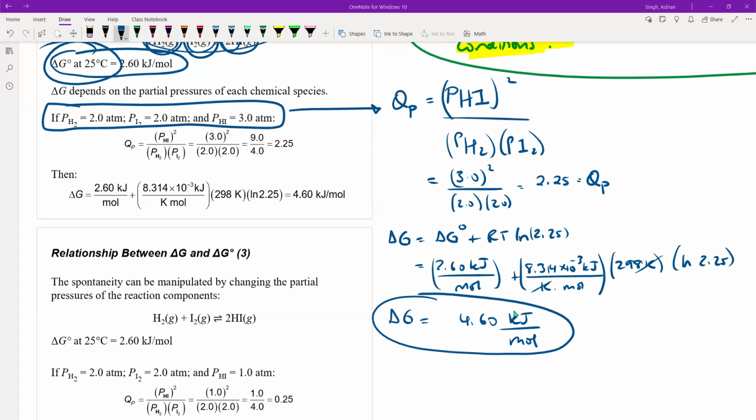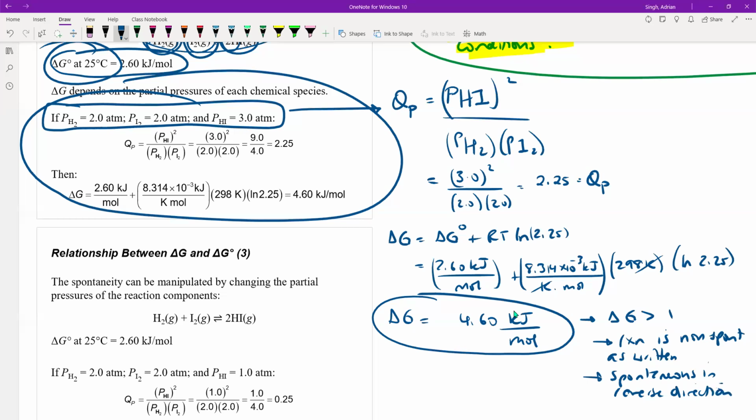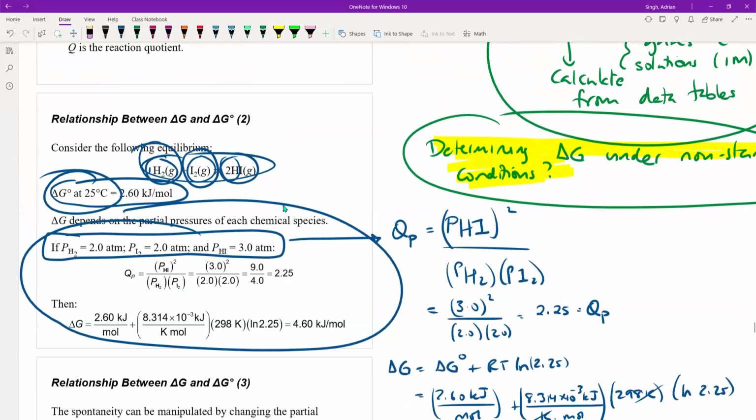So what does this mean? Well, delta G here that we just calculated under these conditions is positive, so delta G here is greater than 0. And what this means is that the reaction is non-spontaneous as written, which means it is spontaneous in the reverse direction. So what that means is, under these conditions, if we start off with these particular partial pressures, this reaction will actually go to the left.